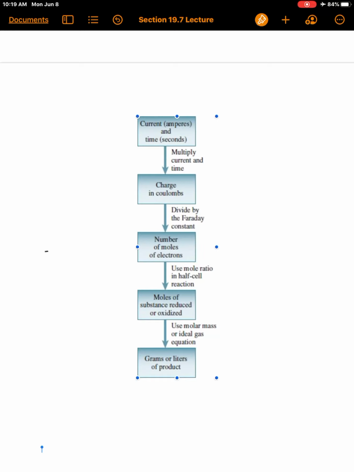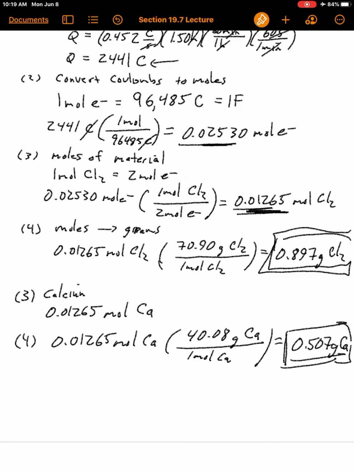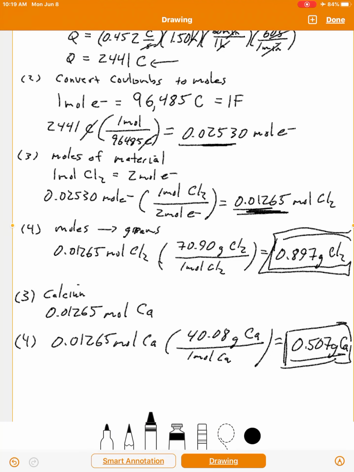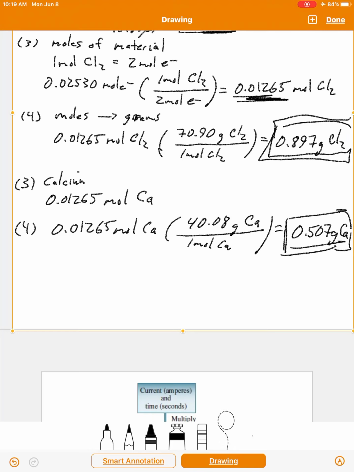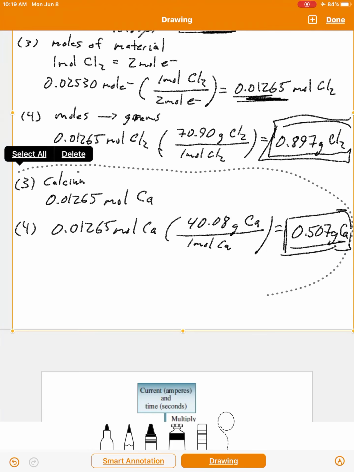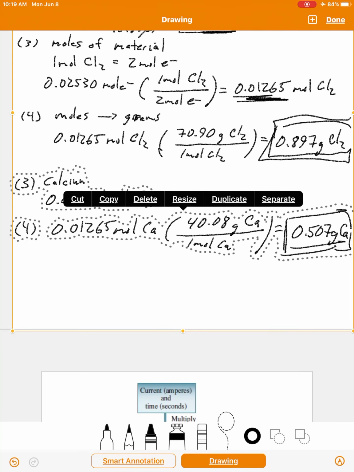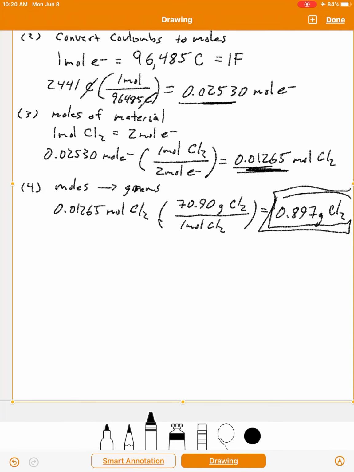Now, in some other problems, we're actually trying to find the volume of a gas that's produced. So if we had been asked in the previous example, instead of finding the mass of chlorine gas, suppose we had been asked, I'm going to get rid of this discussion of calcium here so that we have a little room. Suppose instead of getting the mass, we wanted the volume of chlorine gas produced. That's pretty common too. You'll see problems like that.